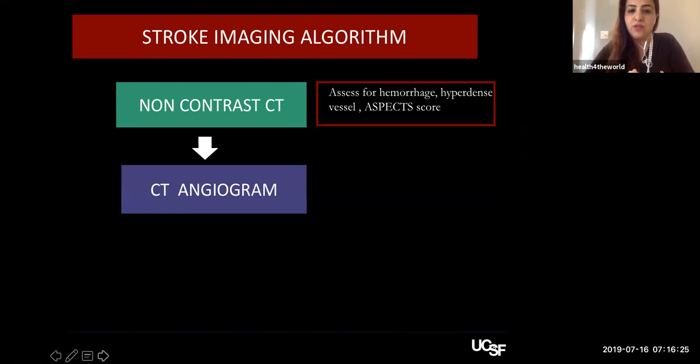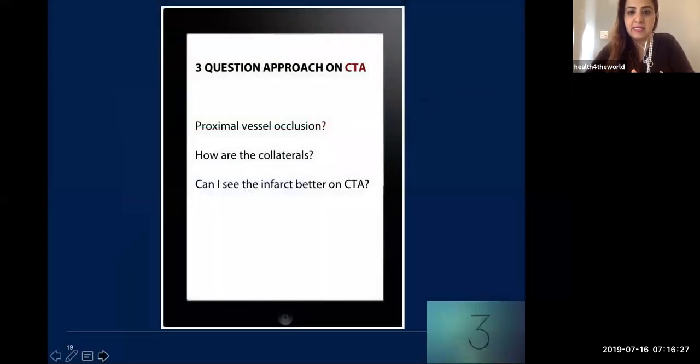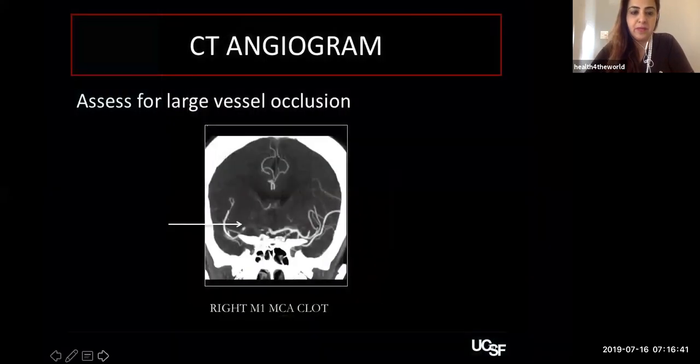Okay, so now moving on to CT angiogram. So that's the second step. On CT angiogram, we have to look for proximal vessel occlusion. We have to look for how are the collaterals. And then sometimes you can actually see the infarct better on a CT angiogram. So first of all, is there a large vessel occlusion?